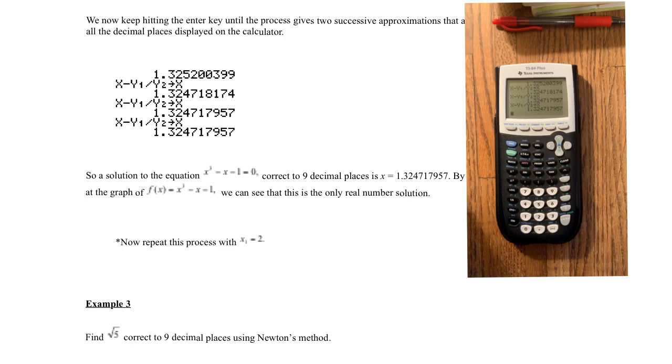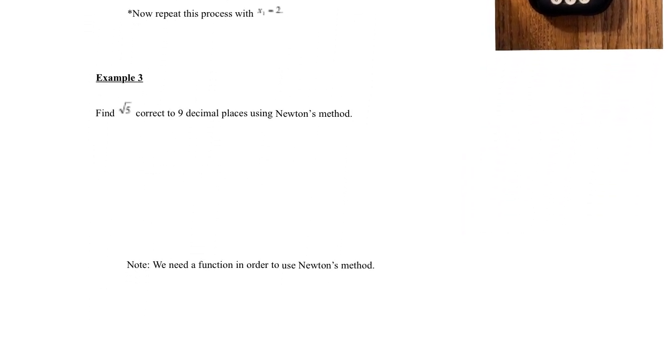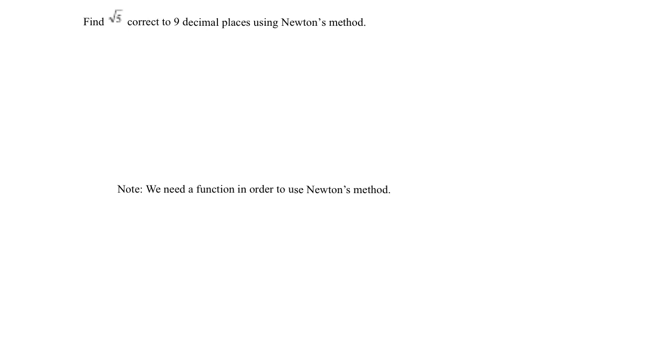So another kind of question we'll see sometimes is something like this. Find the square root of 5 correct to 9 decimal places using Newton's method. Well, we are going to need, I was looking for this note, it's way down here. We need a function in order to use Newton's method. So here's how we get the function. Here is how we solve this problem using Newton's method. And sometimes students get tripped up by this, so make sure you're okay with this. We need a function. So here's what we do.